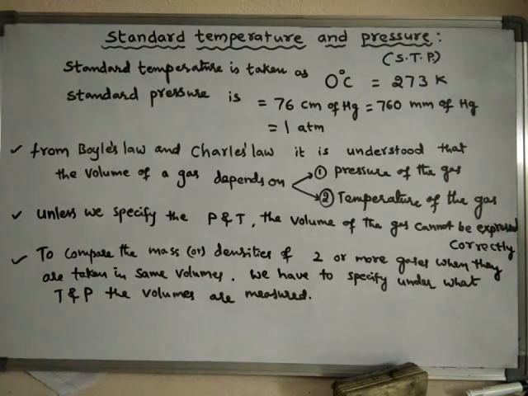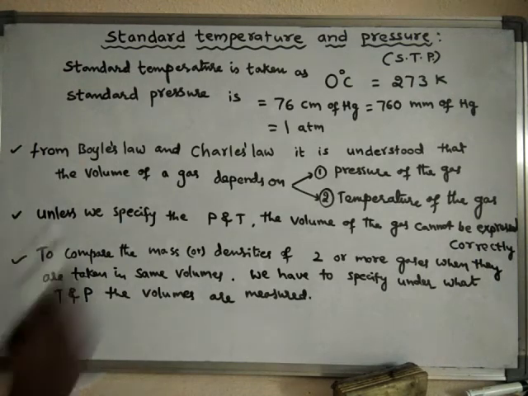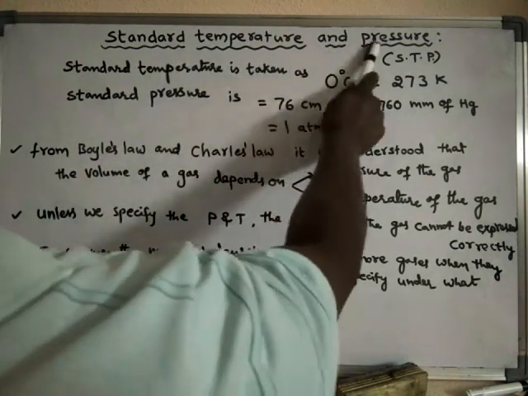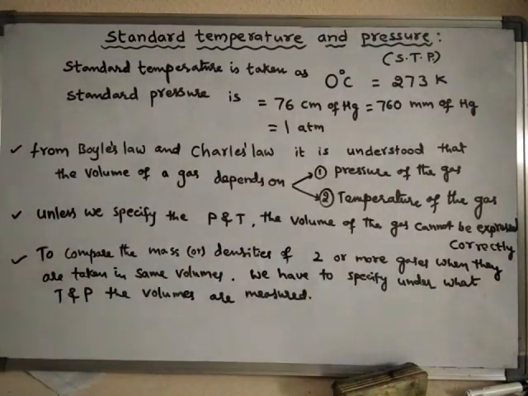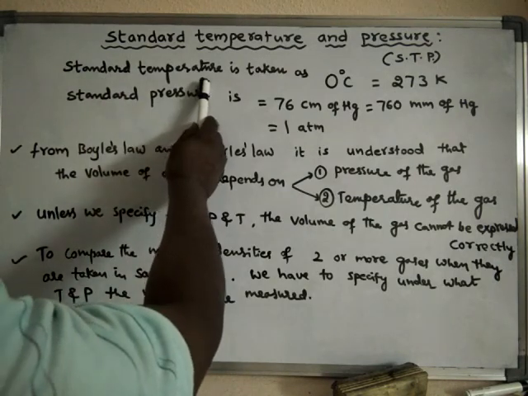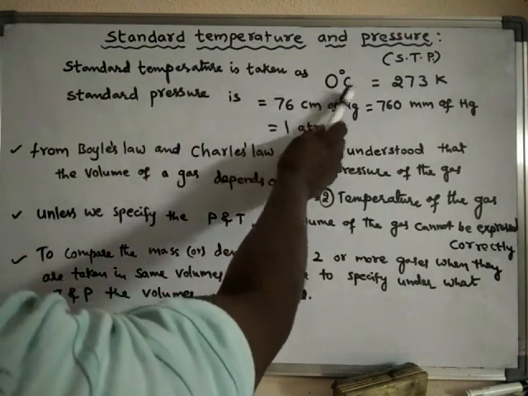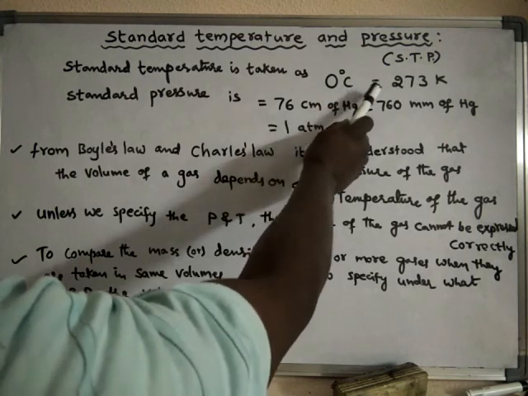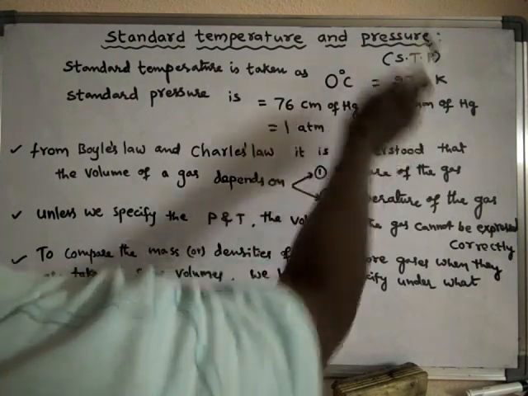In this video we will learn about the standard temperature and pressure. Standard temperature and pressure, STP. Actually, what is the value of standard temperature? So standard temperature is taken as 0 degree centigrade, or else 273 Kelvin.